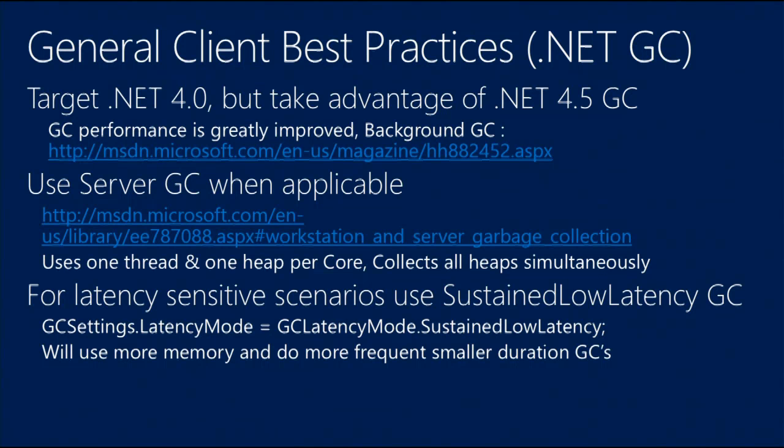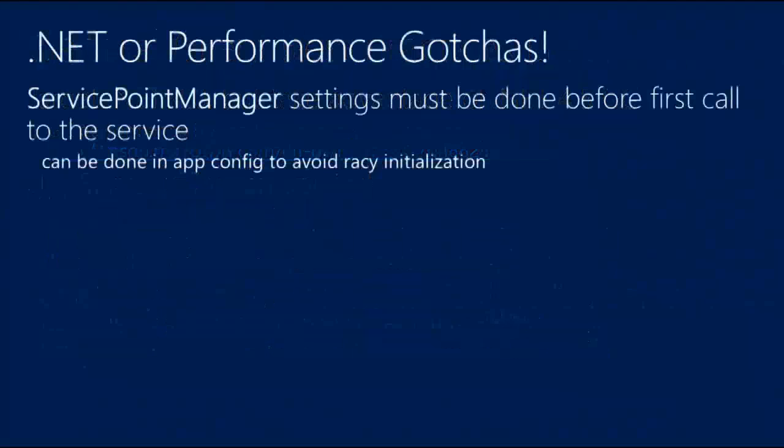For latency sensitive scenarios, consider using sustained low latency GC. So this is a mode that you can use that basically what it's going to do, it's going to use more memory overall. If you're on a server box and you have that, that's fine. But what it's going to do is more frequent, smaller duration GCs. So if you're running a service and you have certain latency guarantees or SLAs you're trying to meet, you may not be able to afford a huge GC pause of, say, 5, 10, 20 milliseconds. So by turning on this mode, you can get much more frequent, smaller GCs, and you won't have that huge blip come in every now and then.